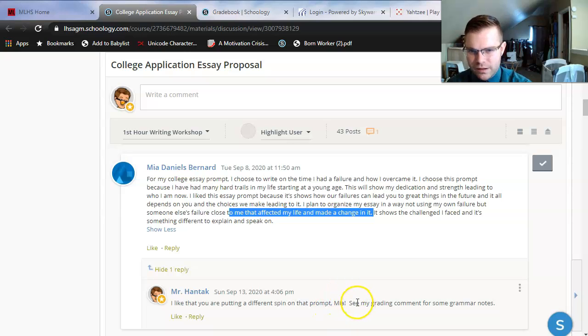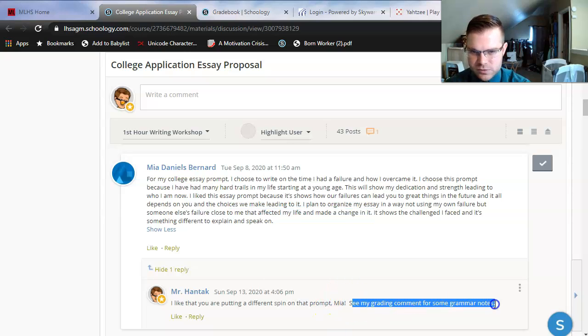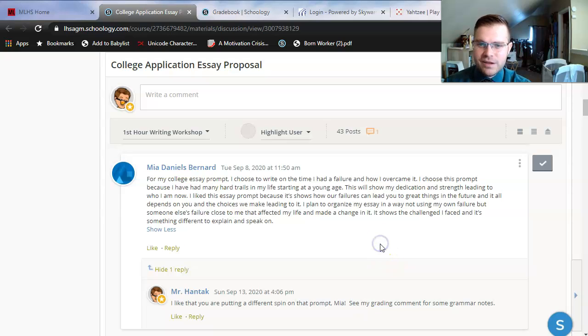One thing that I noted for her are some grammar notes as well. Within this post, there are a few grammatical errors that Mia can correct. I don't want to broadcast those to the entire world, so those are inside of her grading comment. Fixing those here helps, but being able to fix those in her real essay helps even more.